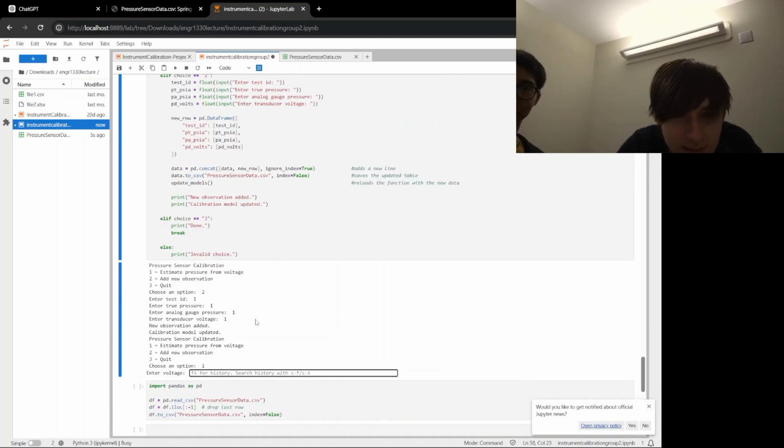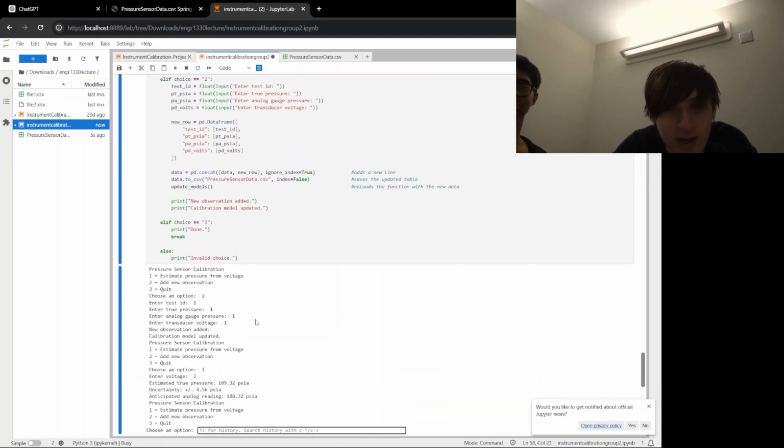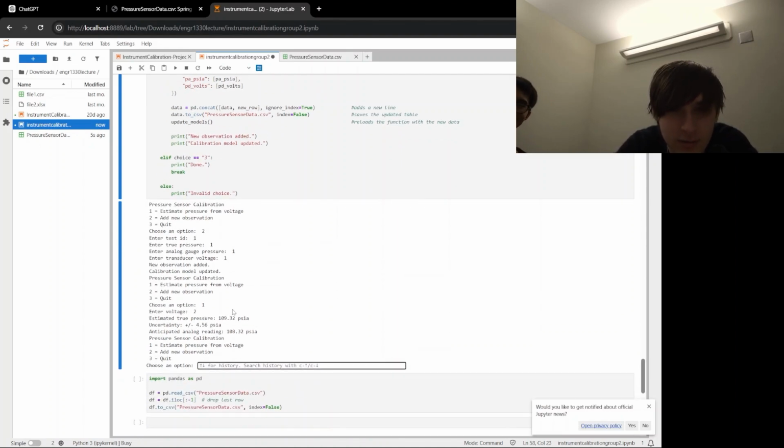Okay. Gotcha. So now you hit 1, you choose option 1, you enter your voltage, and it'll give us our estimated true pressure, uncertainty, and analog right here.